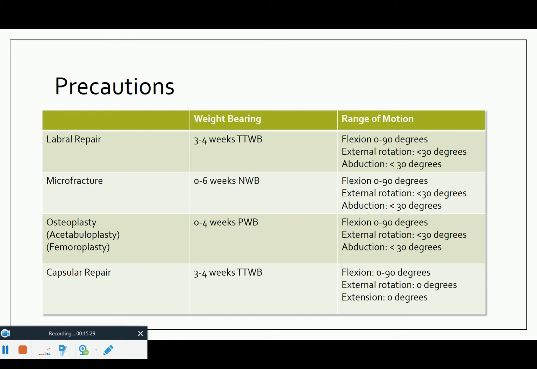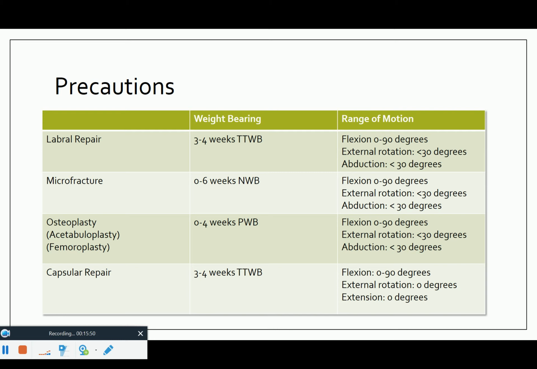Range of motion for just a labral repair, you're going to keep them 0 to 90. You're going to limit external rotation to 30 degrees and limit abduction to 30 degrees as well. Remember, this is during the first phase of rehab, which is anywhere from 4 to 6 weeks, but most of these are showing you 4 weeks progression.